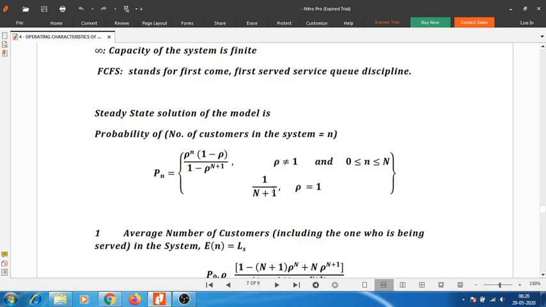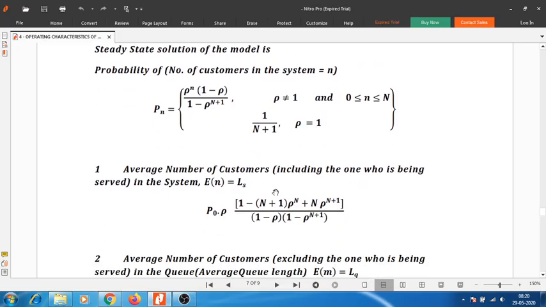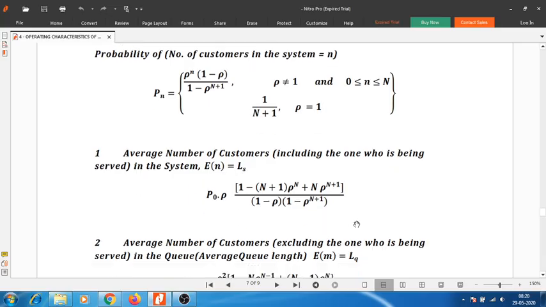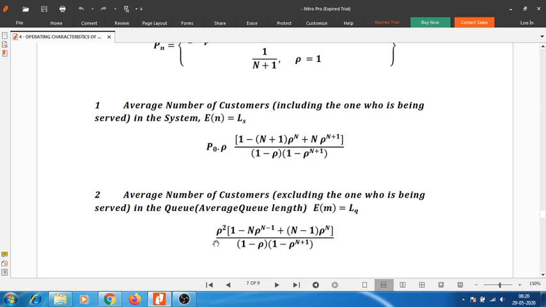Of course, there is no need for any derivation part. You remember it, because even in the previous model we did not focus much on the derivation. But the reason is that at least the primary model can be derived, with all the operating characteristics and its steady state solution. It is helpful to the student, so that is why I derived it. Similarly, the average number of customers in the system, LS, is equal to this value, and the average number of customers in the queue is LQ. N stands for the capacity of the system.